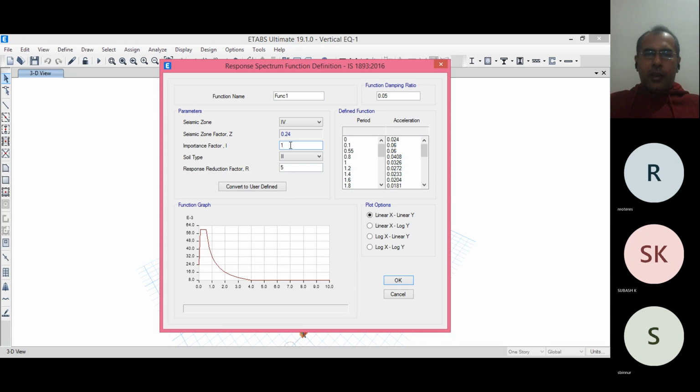So right now I am taking I is 1 and R is 5. Zone factor is given and Z by 2 is done. So only thing remains is 2 by 3. Right? So 2 by 3 is not defined here. So I will convert this into a user defined function.